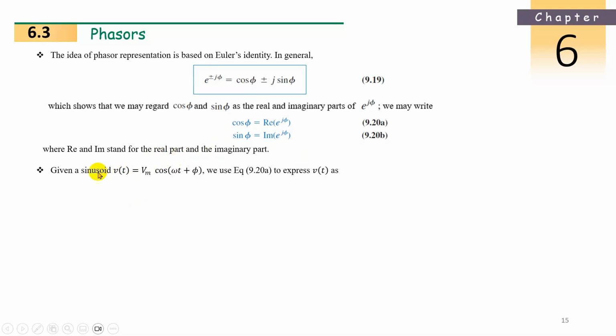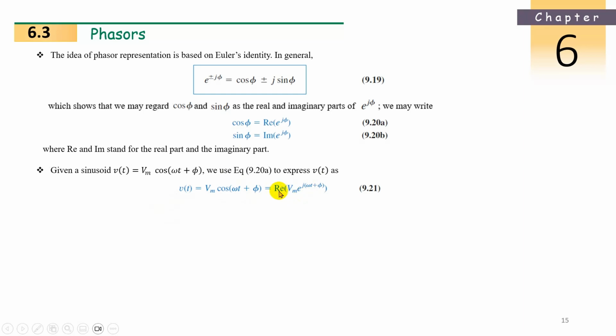So given a sinusoid, V of t is nothing but Vm cos(omega t plus phi). We know this equation from the first 3 slides, which is the instantaneous voltage format of AC, alternating current. Now I can rearrange this as the real part of Vm e power of j(omega t plus phi).